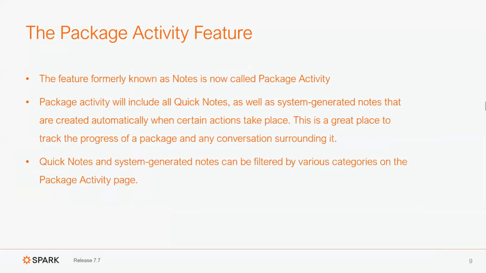So the package activity screen is now going to include both those quick notes. It's also going to include those existing system generated notes. Those will remain in that screen, though the name has changed. So in order to help you manage that, you can now filter on various categories in that package activity page. So whether you want to see quick notes, or those system generated notes related to, say, a stage change, you'll be able to filter to quickly see those categories.